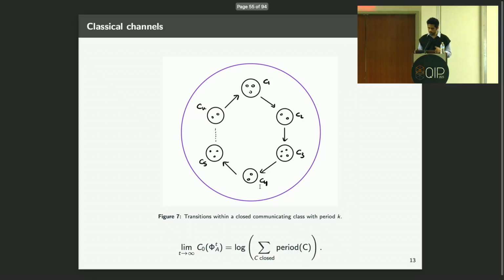So the formula for the maximum classical data that you can store for this classical case is just you take all the closed classes, you look at the period of each class, and you sum over that, and this is the best you can do.